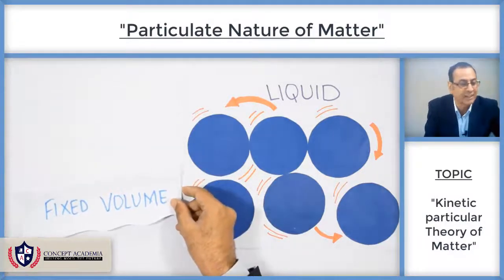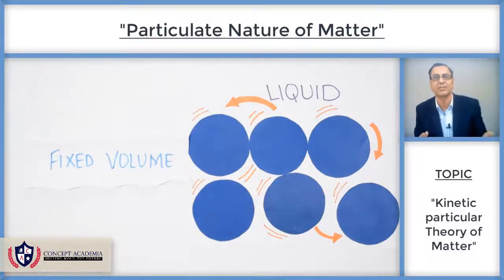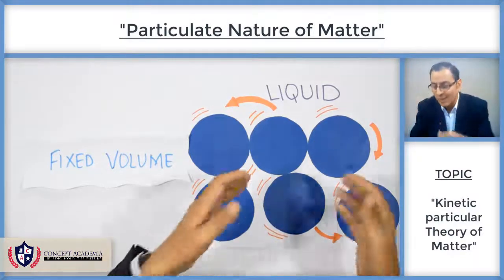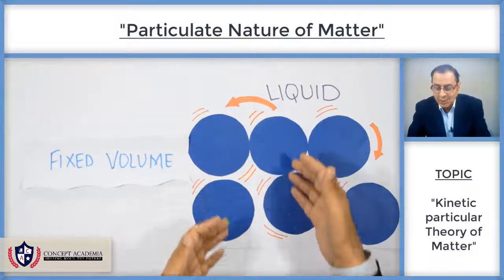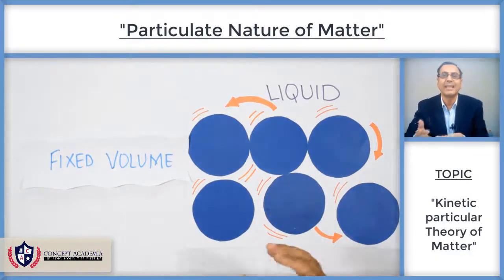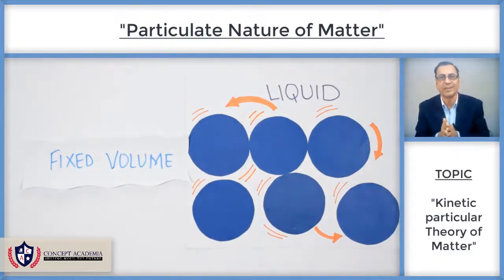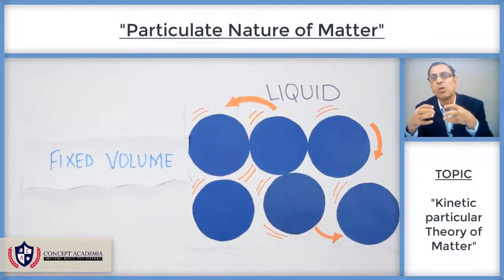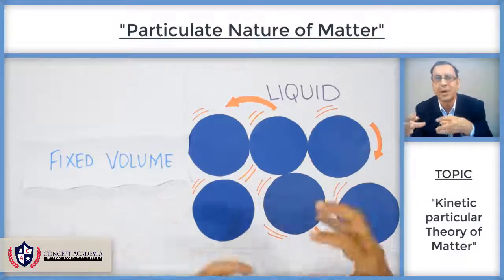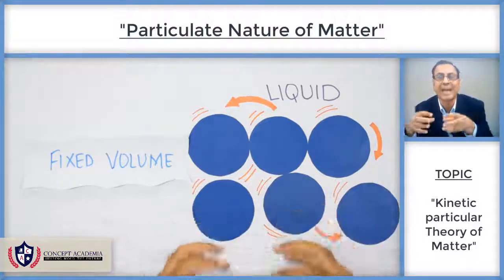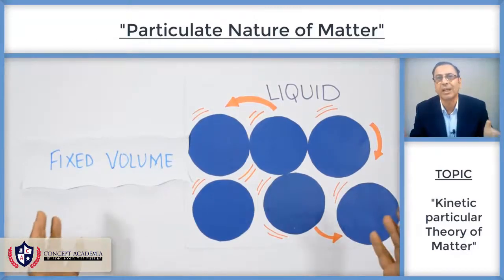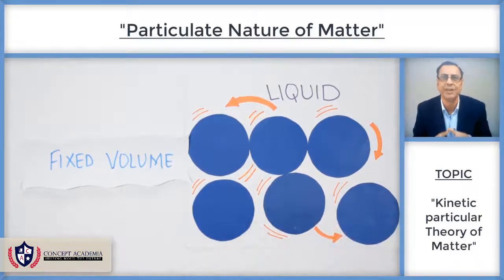And they have a fixed volume. Why do they have a fixed volume? They have a fixed volume because they are still quite close together. When they are still quite close together and can slide past one another, it means there is some holding power over one another. The particles of liquids have holding power over one another, so they remain close to one another, and this is the reason that they have a fixed volume.